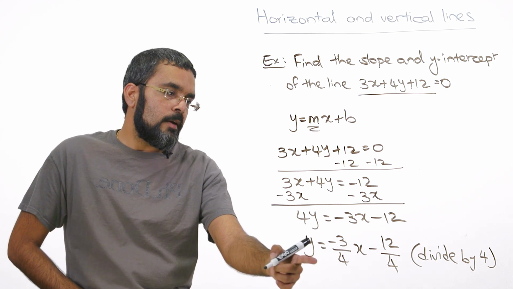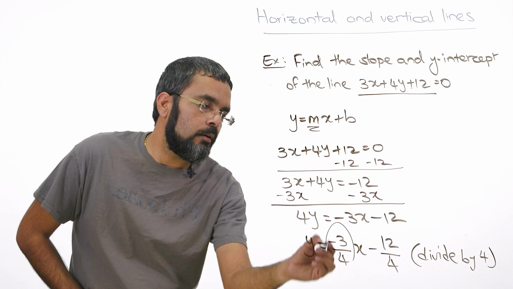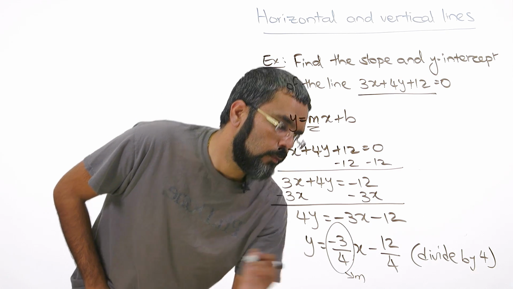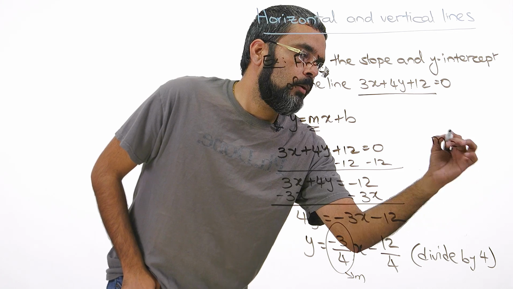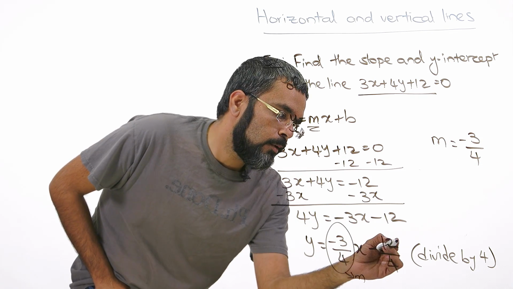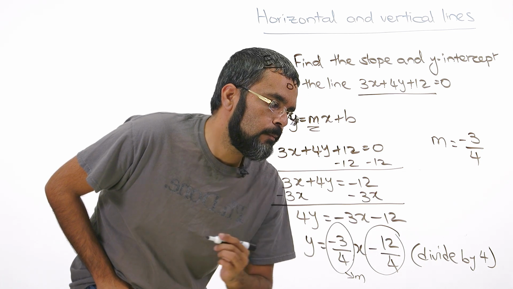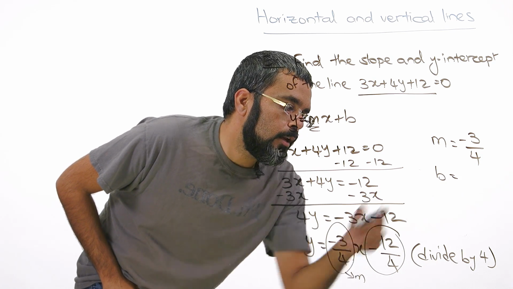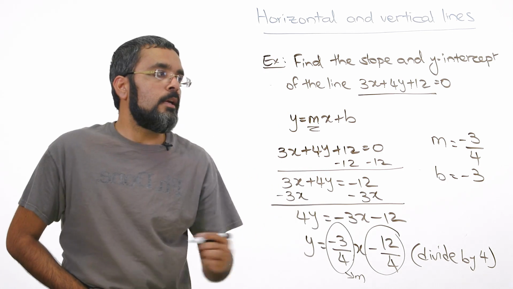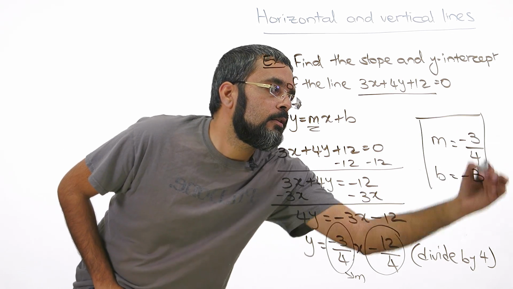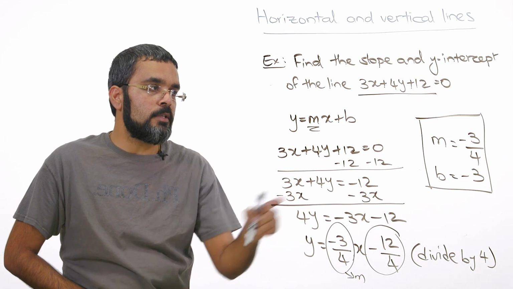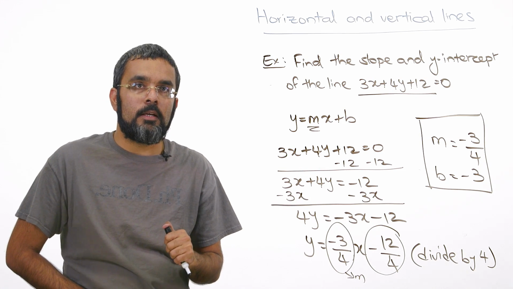Okay, so then what is my slope? Well, this number here gives me my slope. Right, so I have m equals negative 3/4. And this number over here gives me my y-intercept. And you can see that 12 divided by 4 is 3. So negative 3 is going to be my y-intercept. Right, so for this line, slope is negative 3/4, and the y-intercept is going to be negative 3.